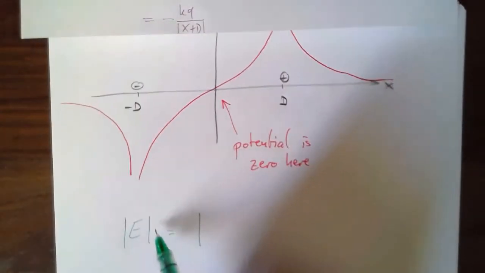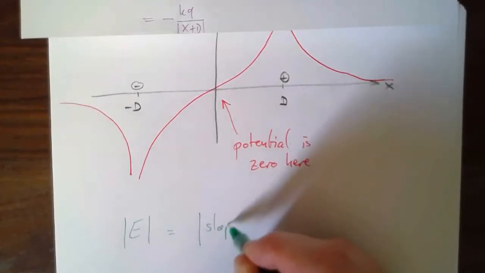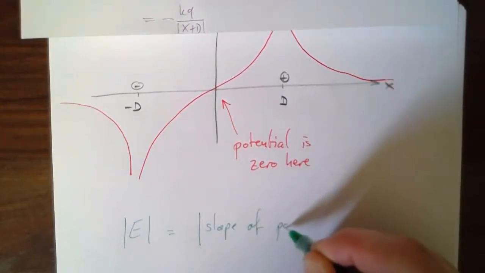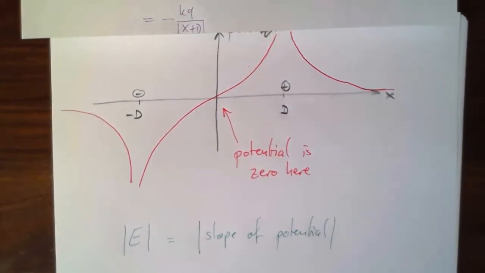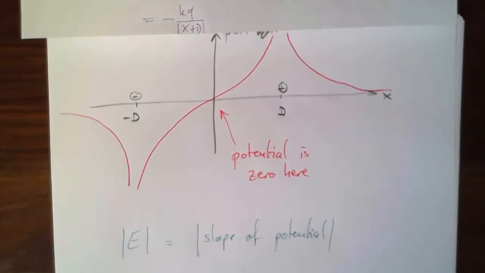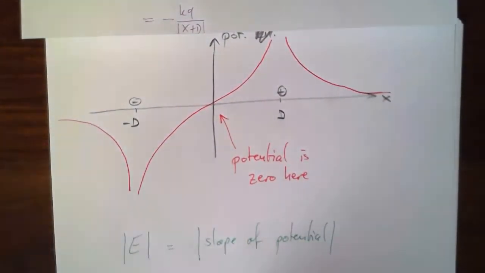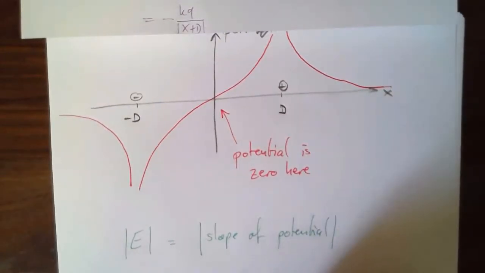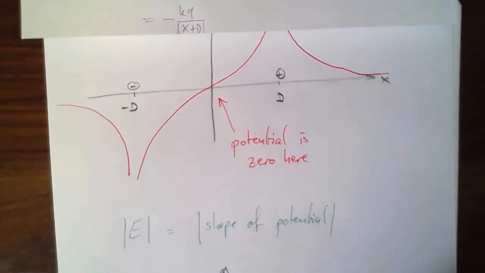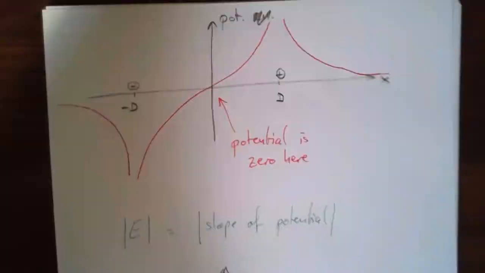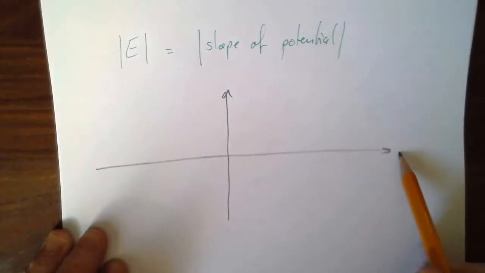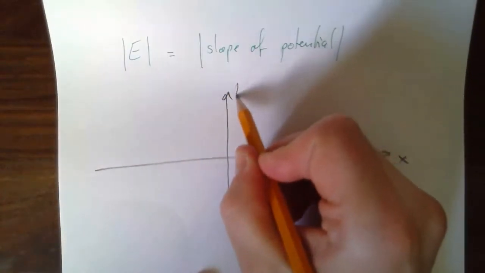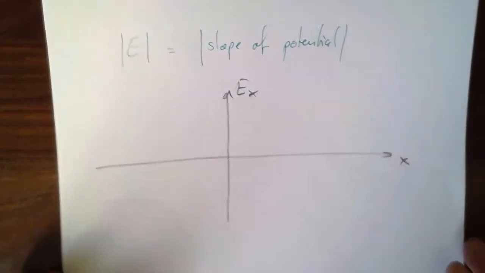So the electric field, though, is the slope of the potential. Direction is down the hill. So if I plot the slope of this, you can't see this, but I hope you've got it in your notes now, so that you can look at it while I'm drawing this. This is your x-axis. I'm now going to draw the x component of the electric field.